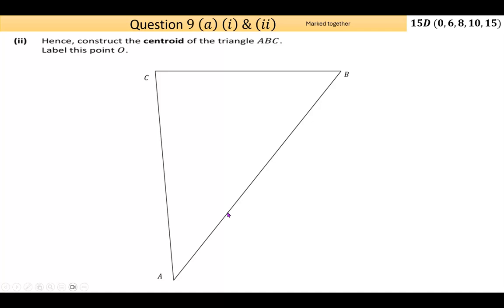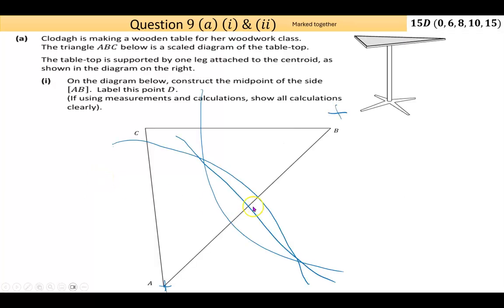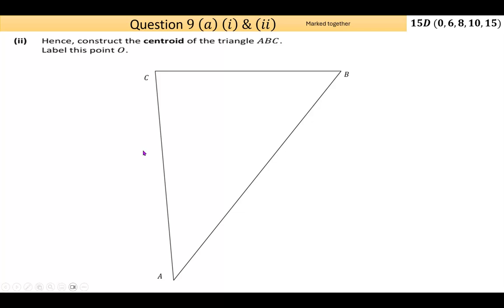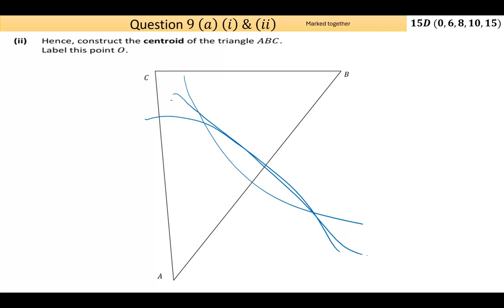Now, part 2 says, hence construct the centroid of the triangle ABC, label this point O. Actually, I realize I never labeled that D. I should have put a label of D because they do say it and there'll be a penalty for not. But the centroid is effectively the same thing. So you'll have the line here from AB, I'll redo it, and you bring the line through it. I was doing really well the first time. Let's try to do that. Now that would be D.